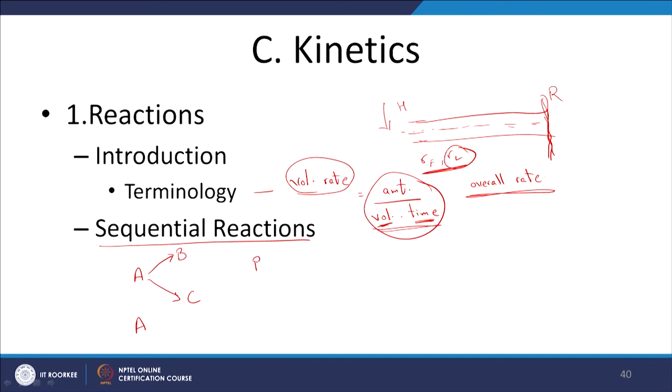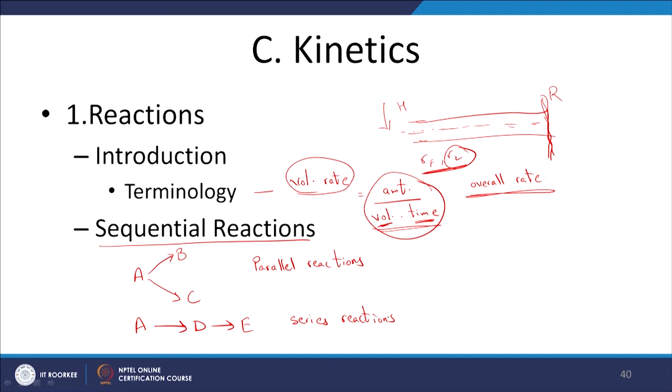So, here you can have parallel reactions, and at the same time you can have a series of reactions. So, we are going to discuss these two aspects in greater detail and why.